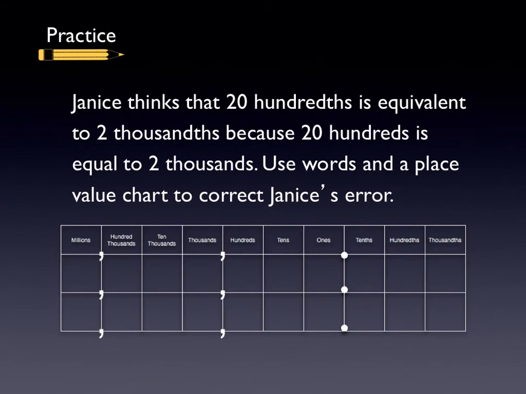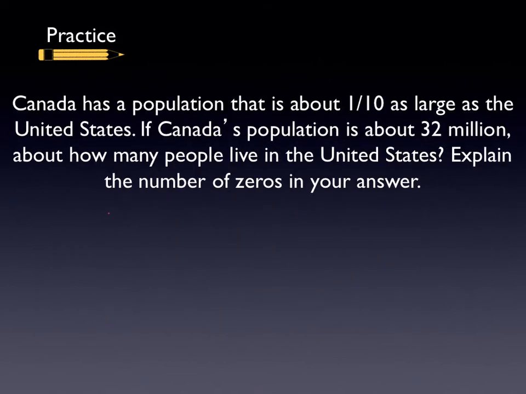All right, let's see if we can help out Janice. She thinks that 20 hundredths is equivalent to 2 thousandths because 20 hundreds is equivalent to 2,000. So use words and a place value chart to correct Janice's error. I'd like for you to work this in your composition book. Be prepared to talk about it tomorrow during teacher table.